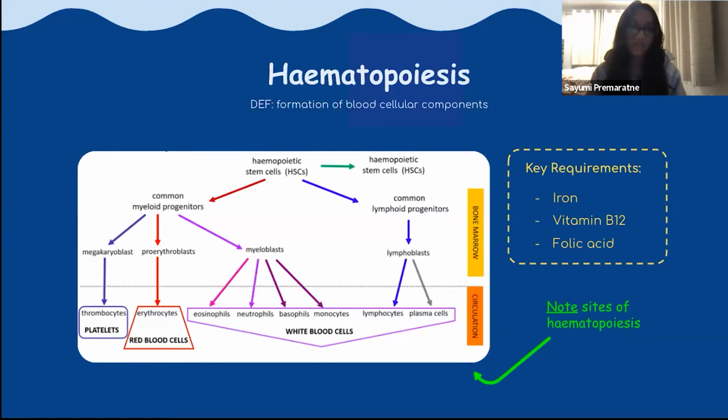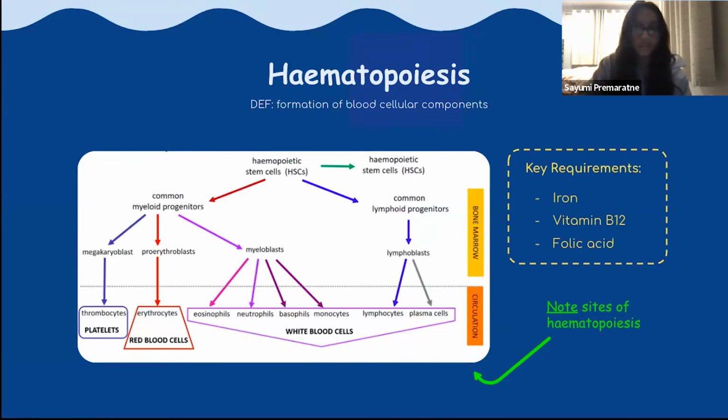So haematopoiesis is pretty much the formation of blood cell components. We'll go into all the different blood cell components and how they're made. But in general, the key requirements there are iron, vitamin B12, and folic acid. All cells start as a hematopoietic stem cell, as you can see at the top of that diagram, and then they'll split into a common myeloid progenitor and a common lymphoid progenitor.